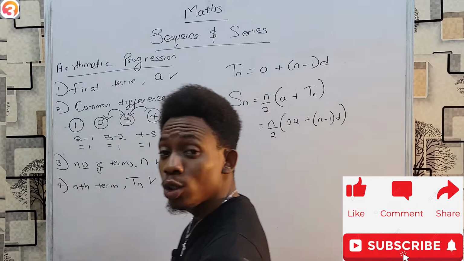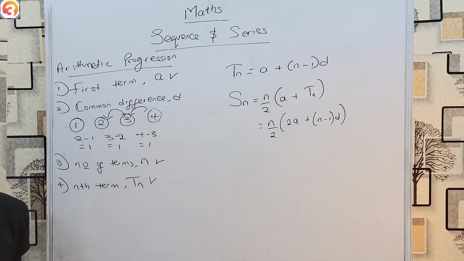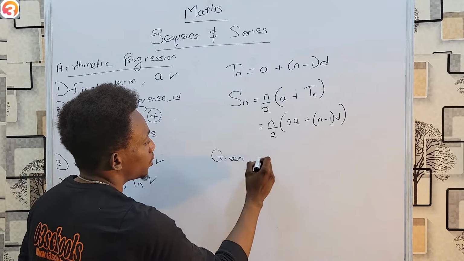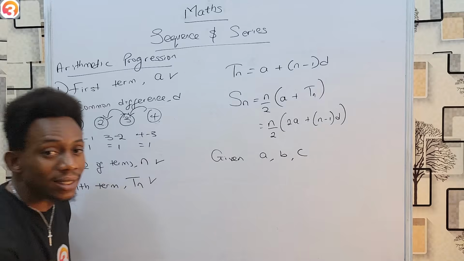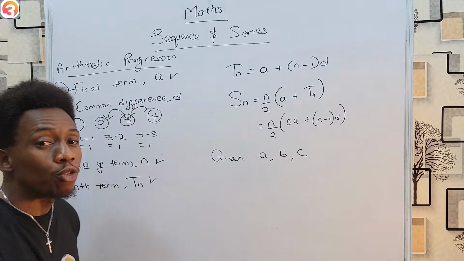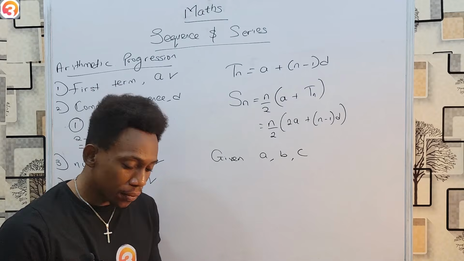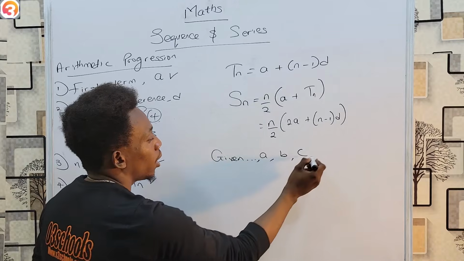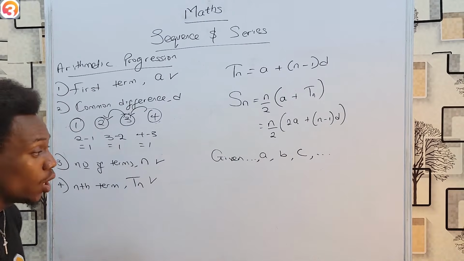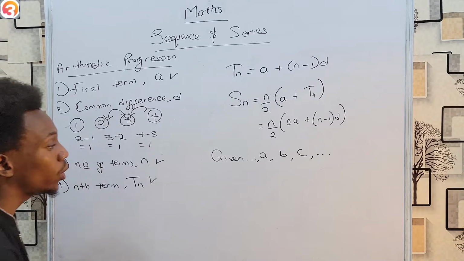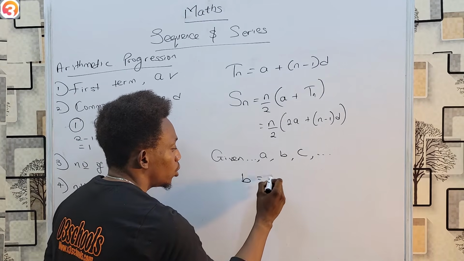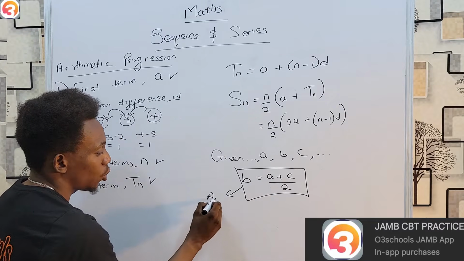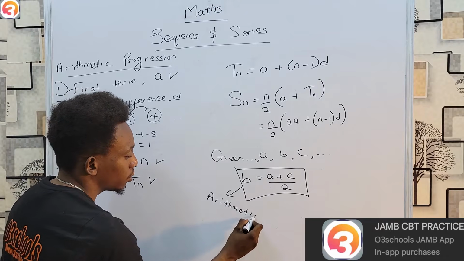Now before I leave AP and go to GP, the last thing we must know about is something called the arithmetic mean. Let's say I'm given a sequence and I'm told this is an AP, given A, B, and C as 3 simultaneous terms of my AP. Doesn't matter their position, they could be 4th, 5th, and 6th. As long as they are simultaneous, there could be something before A and something after C. That doesn't matter. But if you are given these, all we need to know about this sequence is that B equals (A plus C) over 2. And this is known as your arithmetic mean.